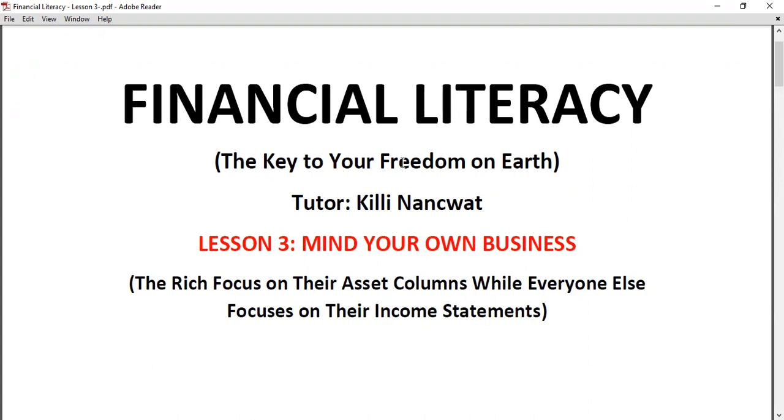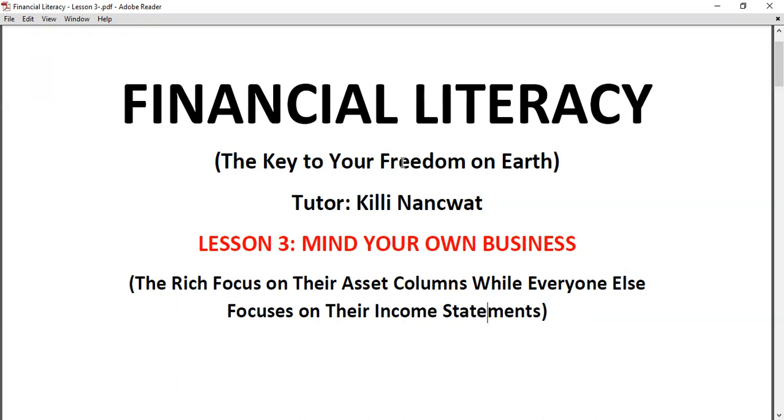And then we've already discussed what an income statement is, that is comprising of both your income and your expenses. And then we also discussed what a balance sheet is, which comprises of the assets and your liabilities. So what this lesson 3 is talking about is that the rich focus on their asset columns, while everyone else focuses on their income statement.